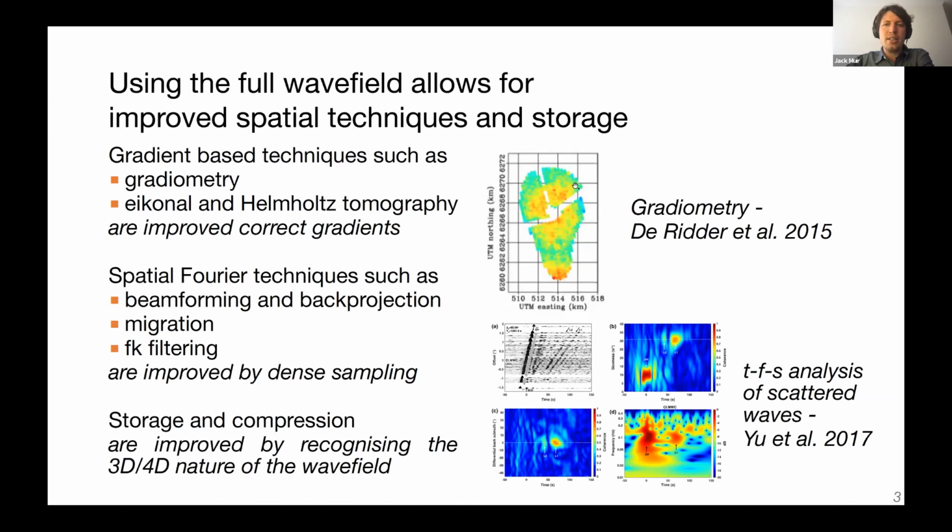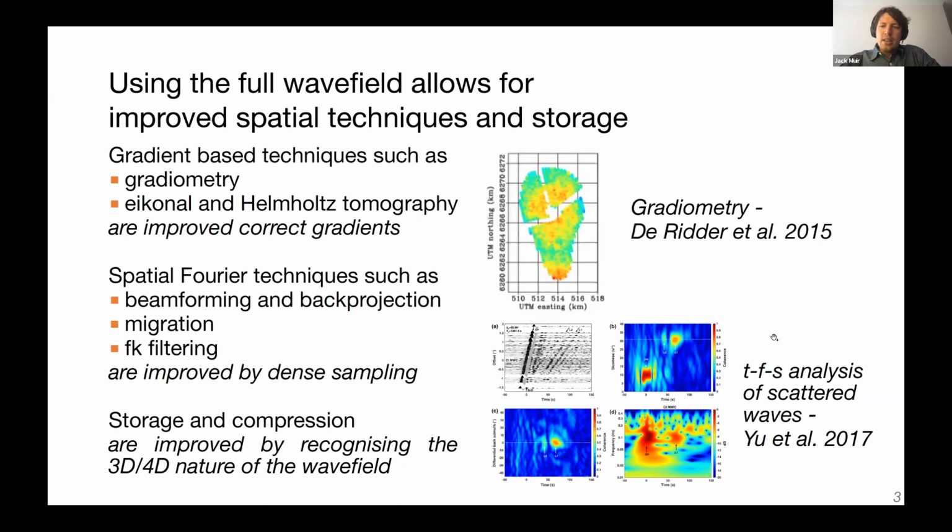But to be able to do this, you need to have access to correct gradients. And there's a world of spatial Fourier techniques, so beamforming and back projection, various migration methods, FK filtering, all of which are improved by dense sampling. This is another example of that, which I find really interesting.